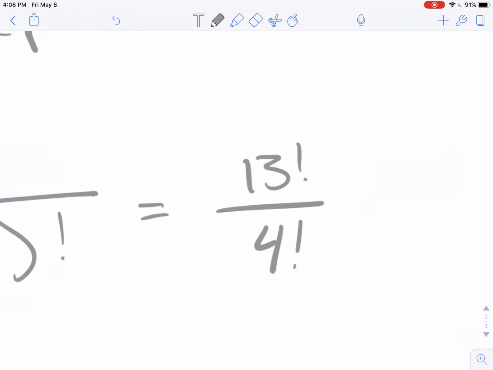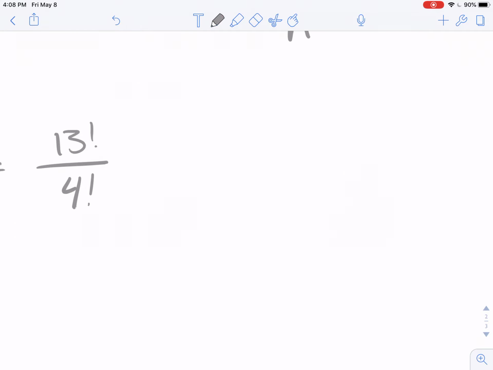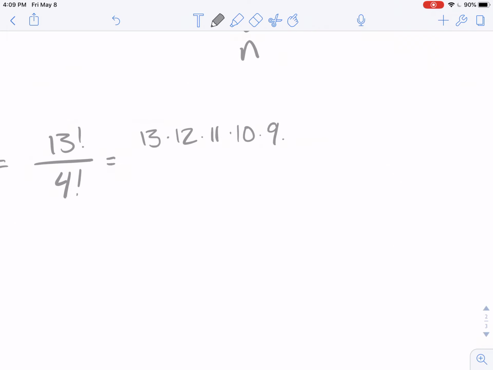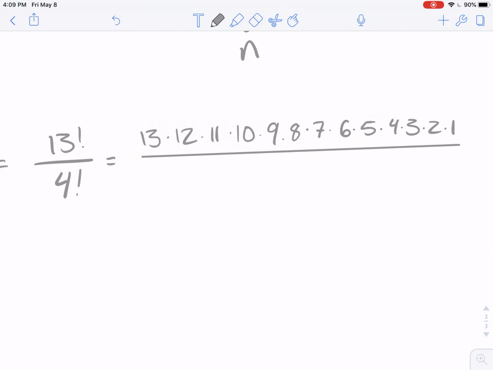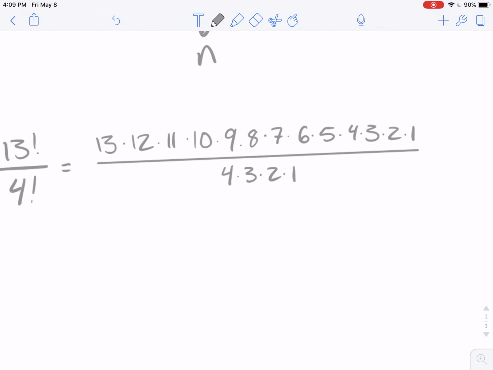Now I know it looks very excited, like someone's super excited about math. 13 minus 9, 4, yay, cool. But this factorial means something, remember? 13 factorial equals 13 times 12 times 11 all the way down to 4 times 3 times 2 times 1. And then 4 factorial is 4 times 3 times 2 times 1. Wow, that's a lot of computation to do.